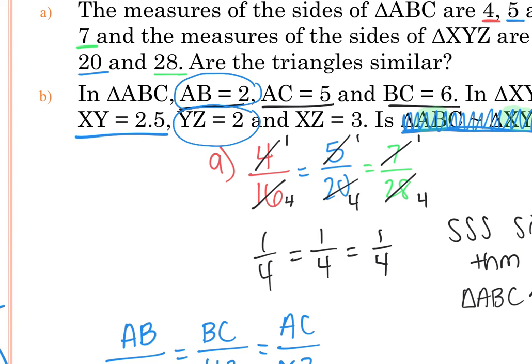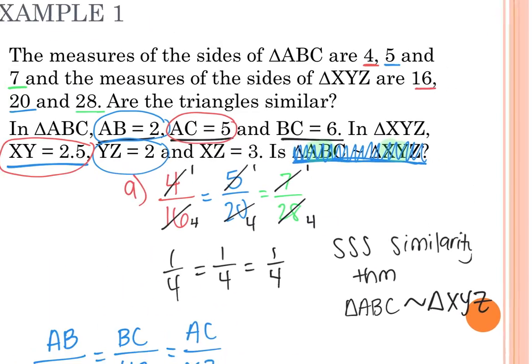And then you would set that equal to, what's the second one in ABC? 5. What's the second one in XYZ? 2.5, okay? You would set up that proportion. It's also not similar if you do that, okay? But I want you guys to be able to match up smallest sides with each other, medium sides, and then biggest sides. Cool beans? All right, let's do another one.